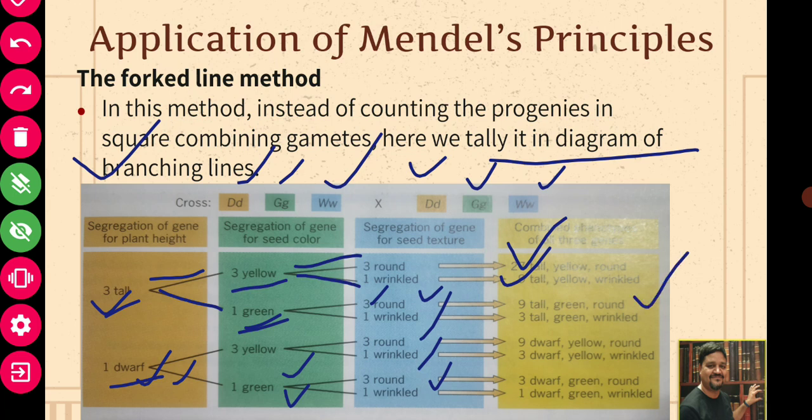Again 3 into 1 into 1. So total 3 tall green wrinkle.